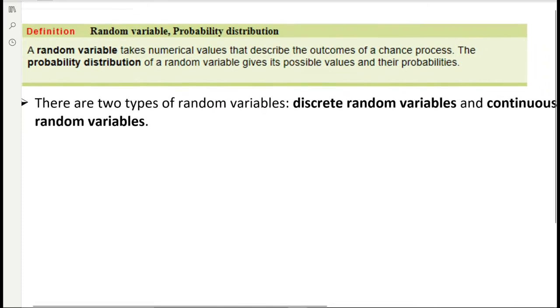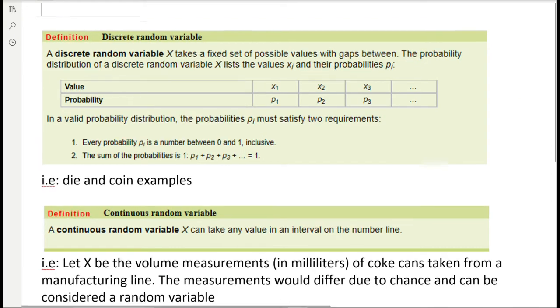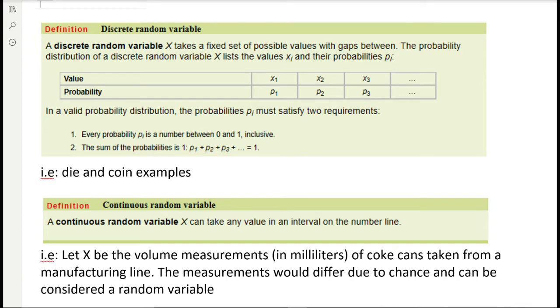Now there are 2 types of random variables, discrete and continuous random variables. So a discrete random variable takes a fixed set of possible values with gaps between them. Meaning that usually we're talking about whole numbers, right? So with gaps between them, like 1, there's a gap between 1 and 2, between 2 and 3. And let's say we can only use 1, 2, and 3. We can't use 1.5. We can't use 1.2. So no decimal numbers, basically. The probability distribution of a discrete random variable x lists the values xi and the probabilities pi. And you guys saw this example earlier with the heads example.